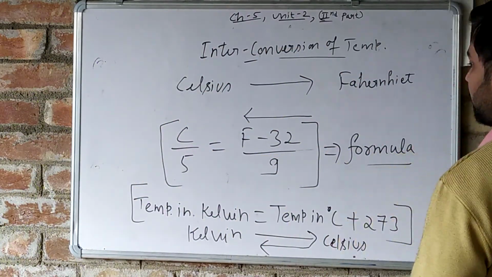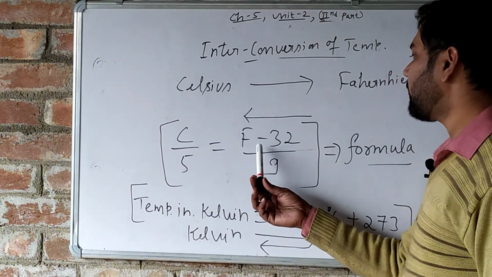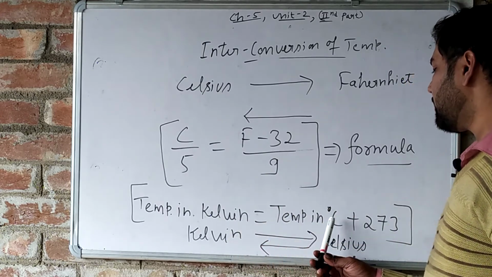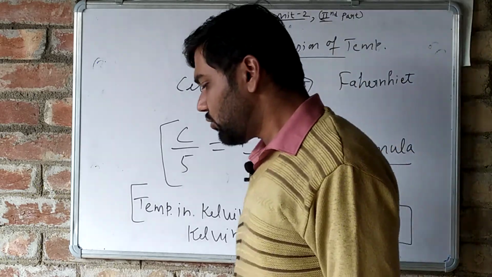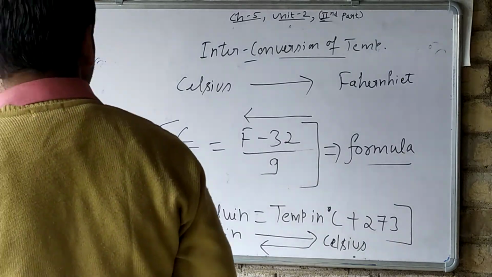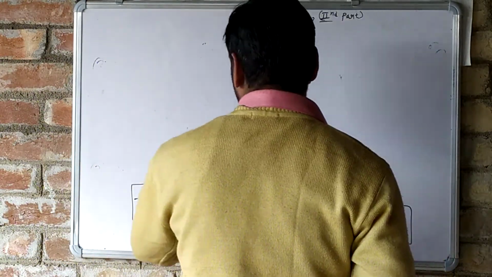So there are two formulas to convert the temperature. The first one is C upon 5 equals F minus 32 upon 9, and second, if the temperature is given in Kelvin, then temperature in degree Celsius plus 273 is used for the conversion. So these are the two interconversion formulas.